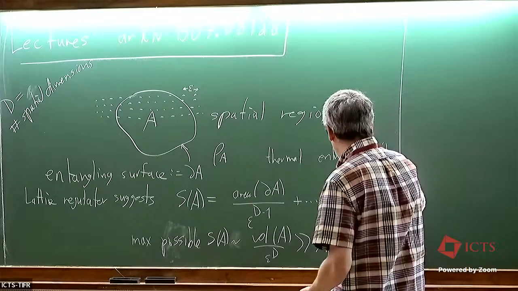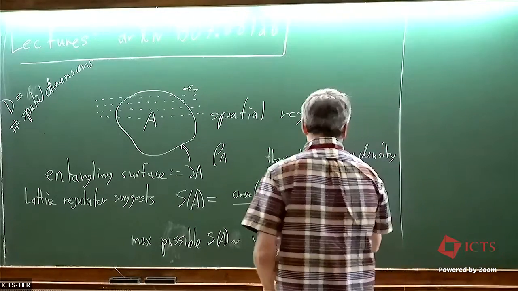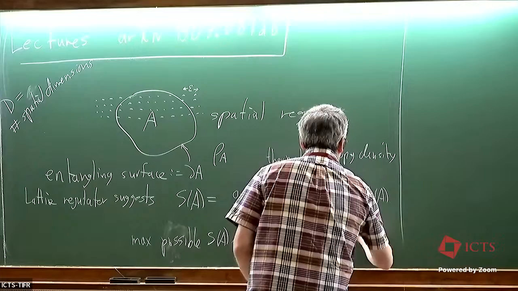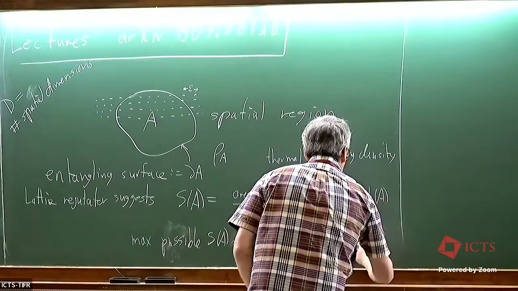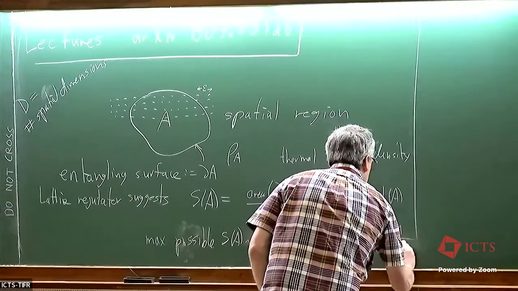Sorry for my cluttered board work. Let me see if I can. Okay, so we need T much less than 1 over epsilon.